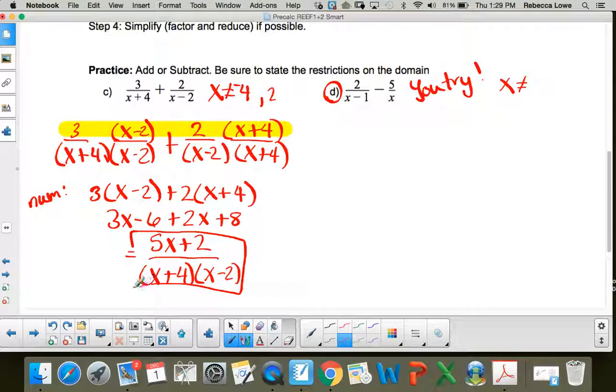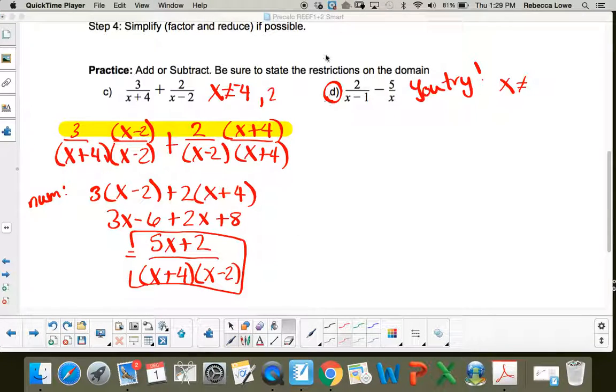There you go. All right, you're going to try D. In the next video, I will have the workings for D, and then we're going to get more complicated, or a little more advanced.